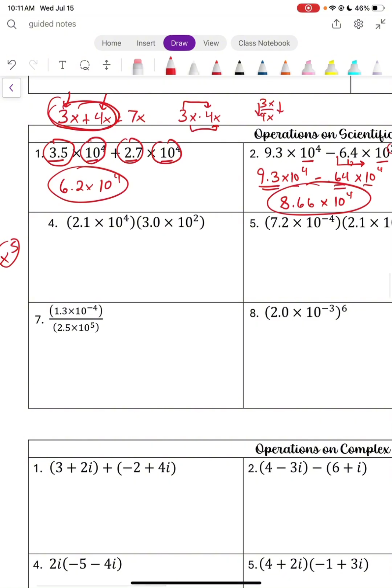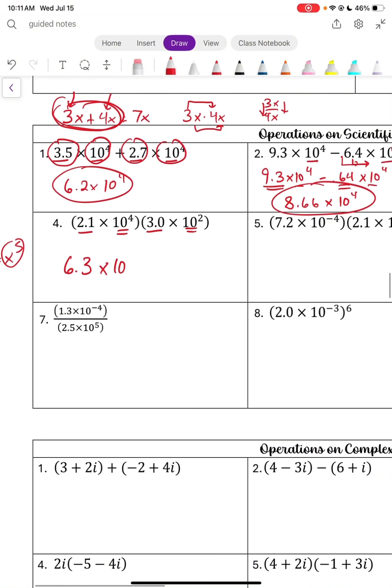So again, everything's being multiplied. We're going to multiply the things that are alike. 2.1 times 3 is 6.3. 10 to the fourth and 10 to the second are alike. So this rule of exponents I just showed you: you have 4 10s and 2 more 10s.